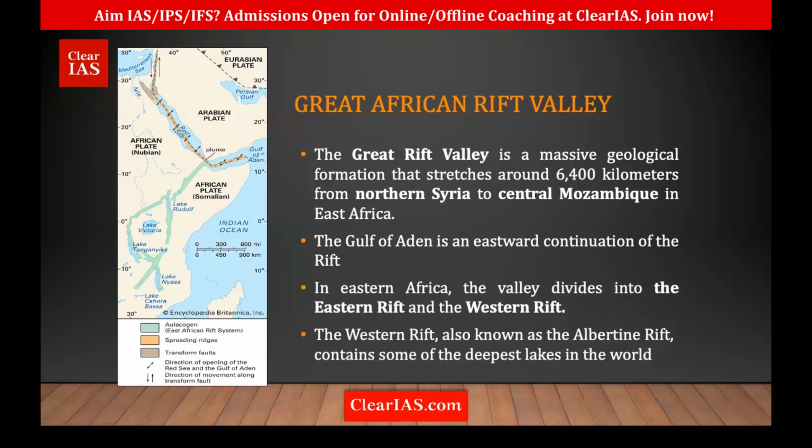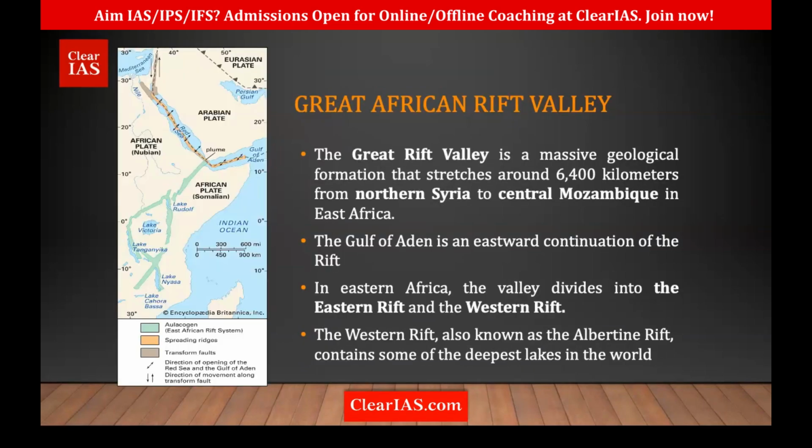There are two types, and the Western Rift is also called the Albertine Rift. That is where the deepest lakes are found. We have all the lakes such as Lake Rudolph, Lake Victoria, Lake Tanganyika, Lake Nyasa, or Lake Malawi. All the lakes which I've studied, most of them are in this region. That is the Great African Rift Valley.